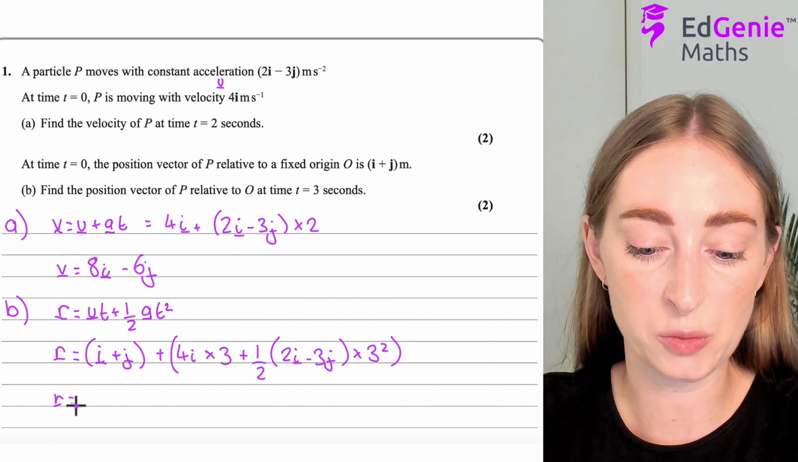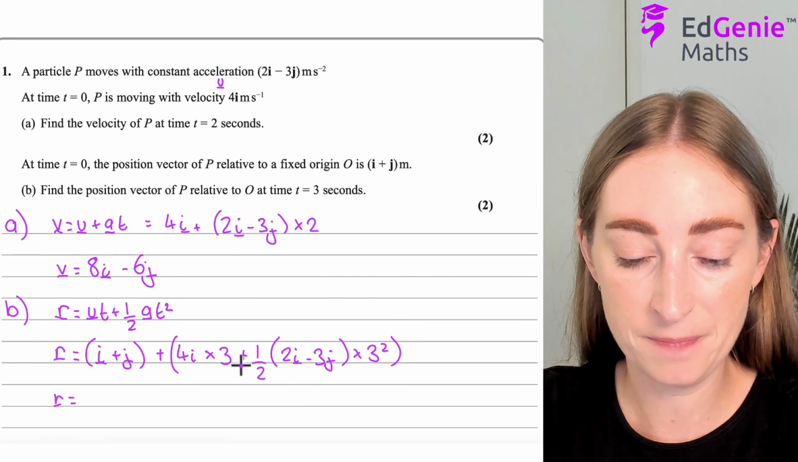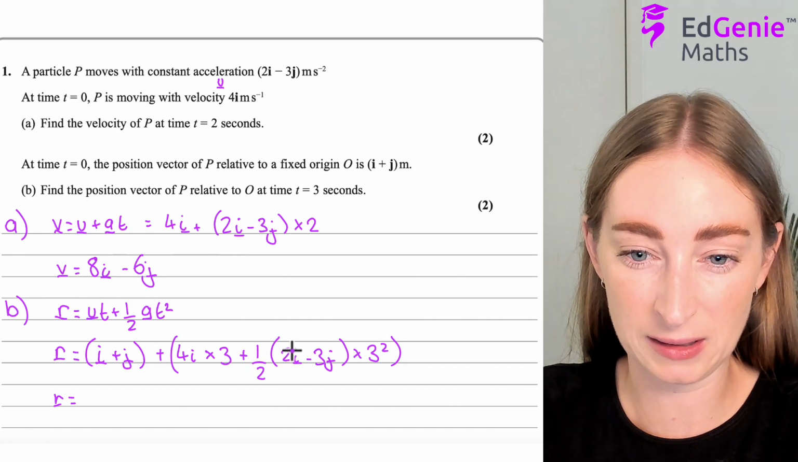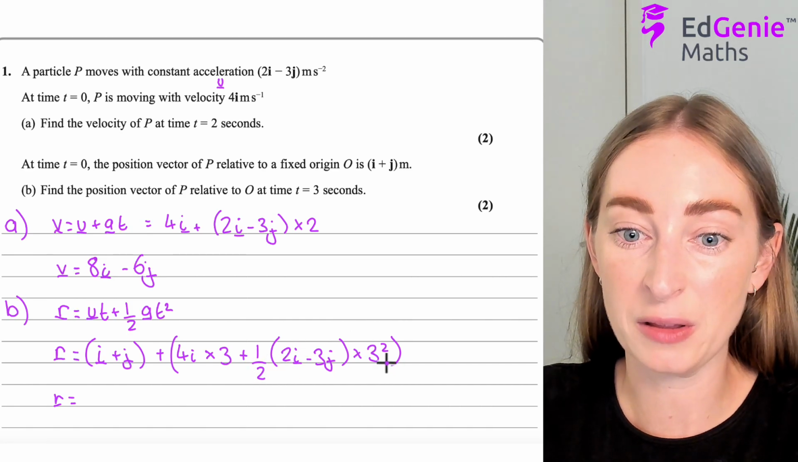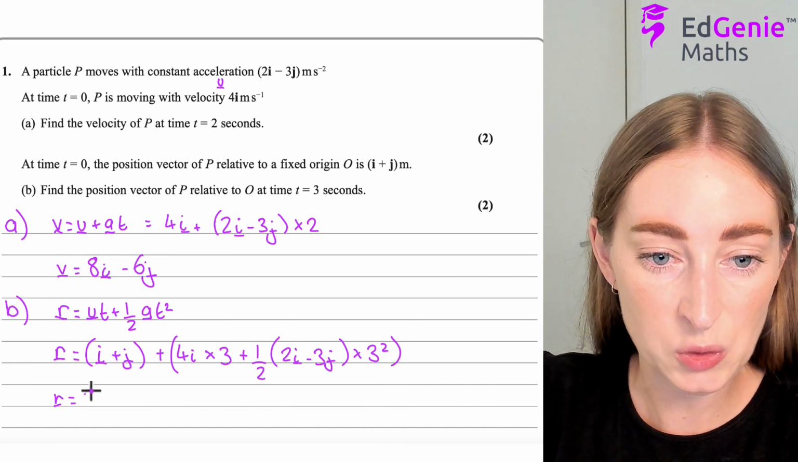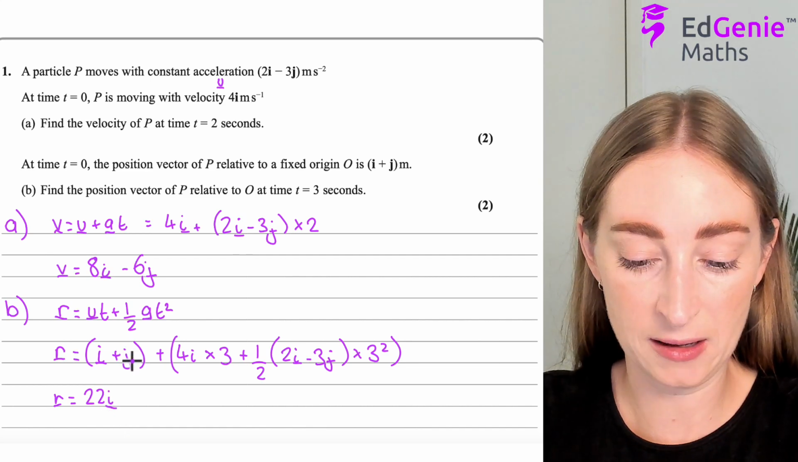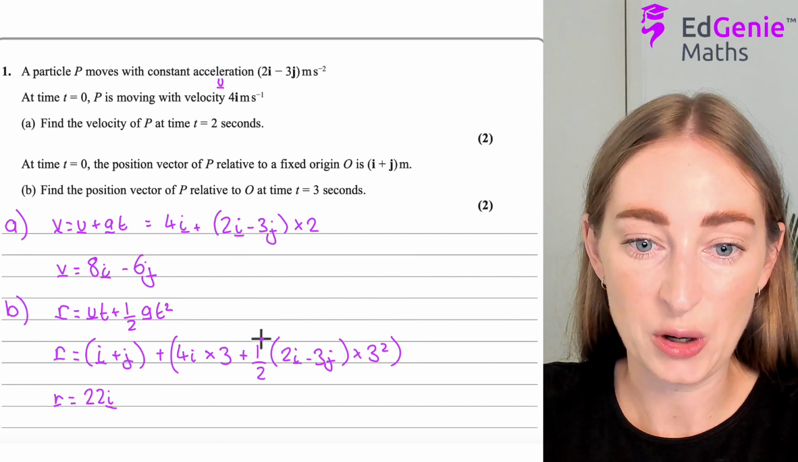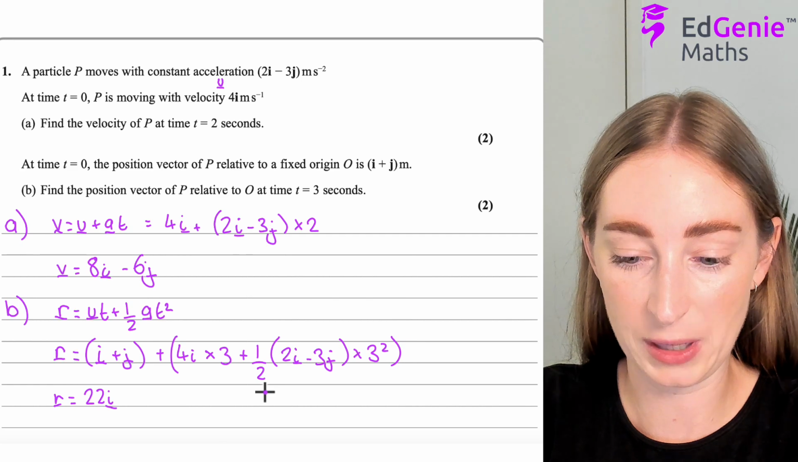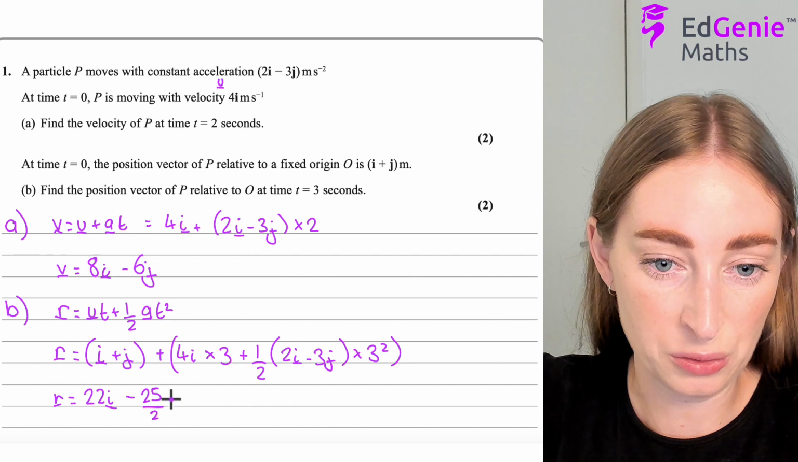So the i values, we have got 1 plus 4 times 3 plus, be a bit careful here, we've got a half times 2, so they're going to cancel out and be 1, multiplied by 3 squared, which is 9. So I'm going to add 9. So that's given me 22i. And for the j values, we've got 1 here plus a half times negative 3 times 3 squared. And that's given me negative 25 over 2 j.